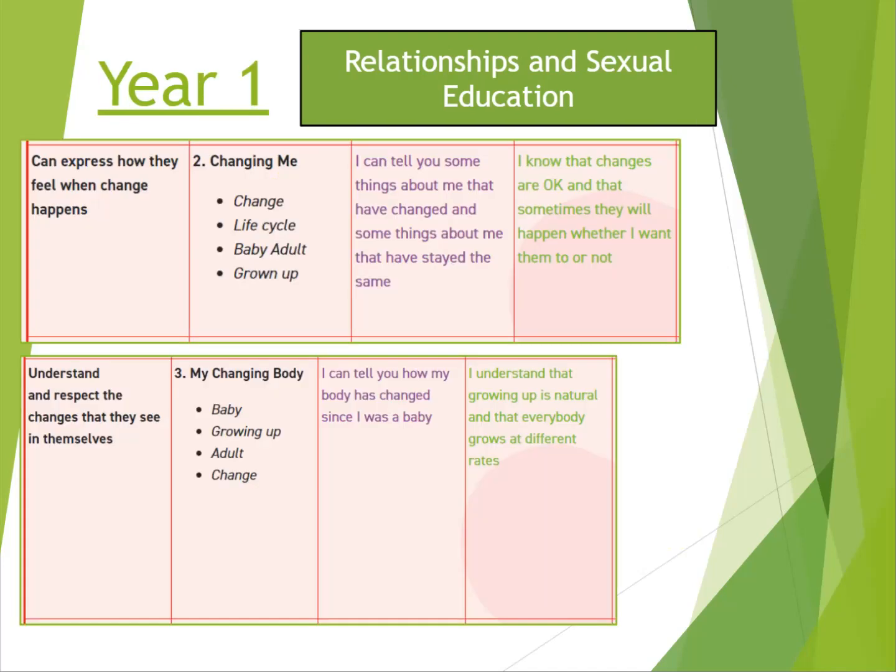Year 1 follows a very similar topic by beginning talking about life cycles. This roughly talks about going from a baby to a child to a teenager to an adult. We're also going to be talking about changes that might happen to them, such as they might get taller, their voice might get deeper, they might get stronger. We're also going to talk about how these changes might happen to everybody at different times, and they're going to happen to you whether you like it or not.